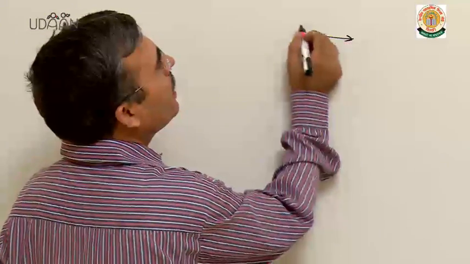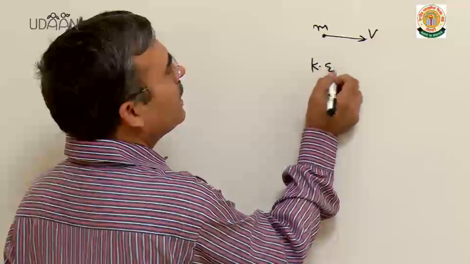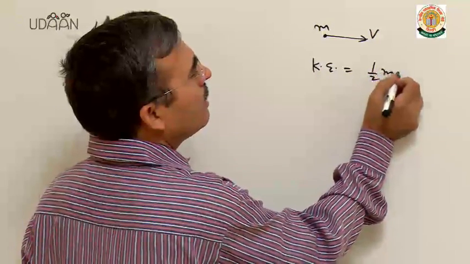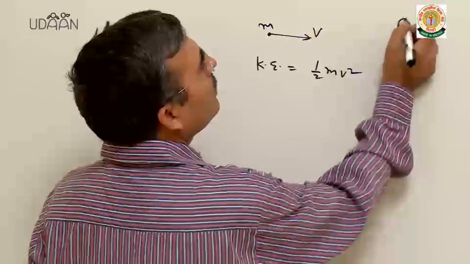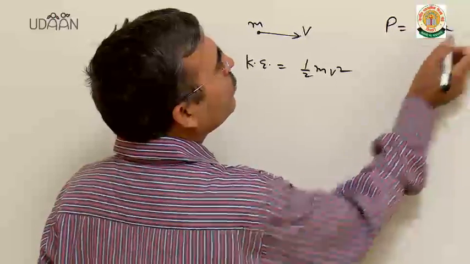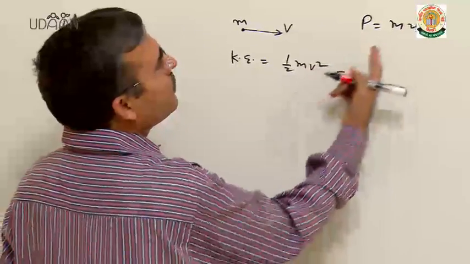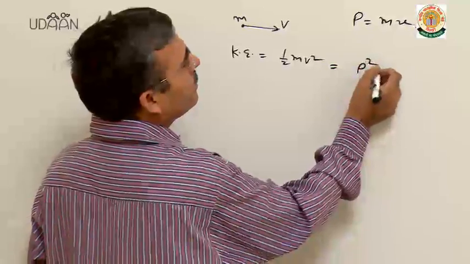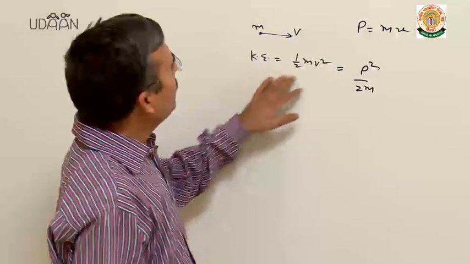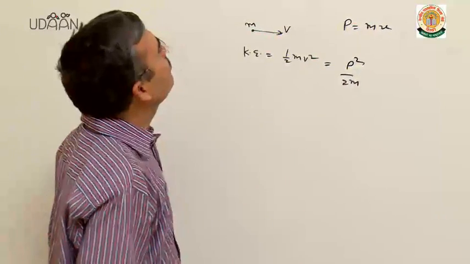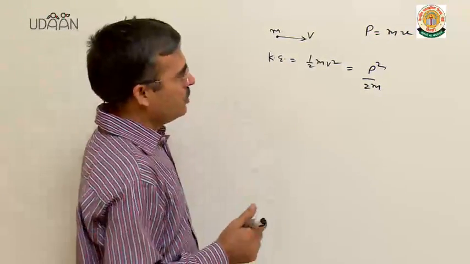Suppose a body of mass m moving with speed v. So its kinetic energy is half mv square. If I connect it with momentum, p is linear momentum m into v. So putting value of velocity, you will get p square by 2m. So kinetic energy of the body is half mv square or p square by 2m. Clear?